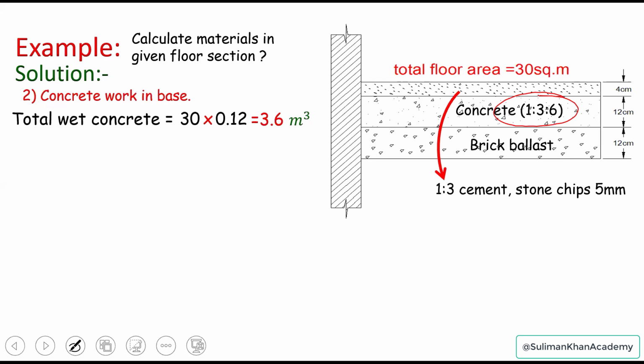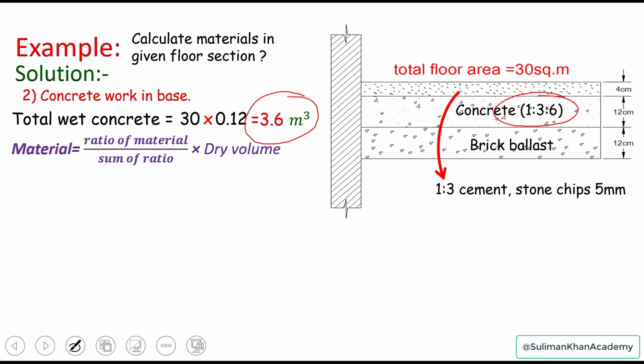Now, it is the same thing as the wet concrete. We have to multiply the wet concrete with 1.54 to convert this into dry, okay? And then from the dry volume, we can calculate cement, sand, and crush stone. It is the same thing as PCC work. Moving ahead, the material formula is the same, which we discussed many times in the previous video, so we will not waste our time over here.